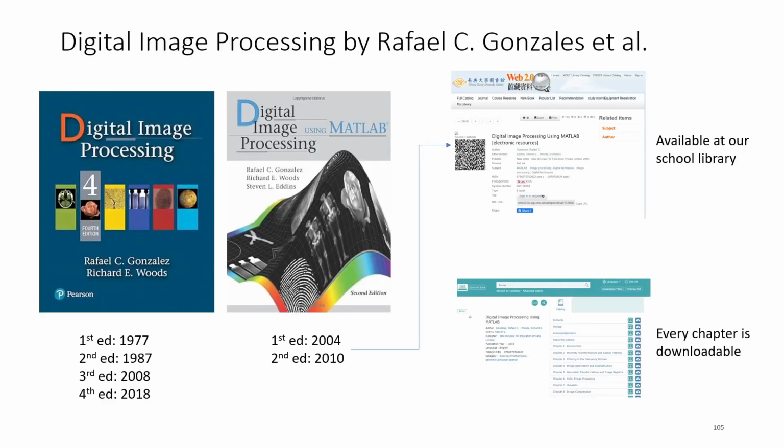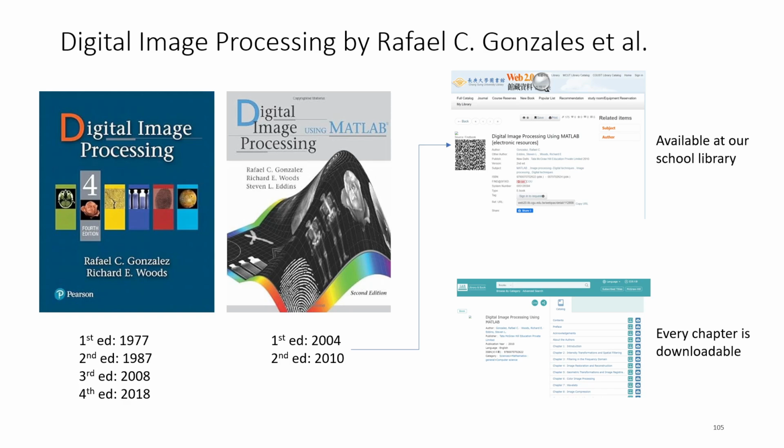Now the question: we have heard of the fast Fourier transform, a transform from the spatial domain to the frequency domain. What can it be used for? This is a very famous book, widely used. The first edition was published in 1977, and the latest edition is 2018. So it is a long-lived method.